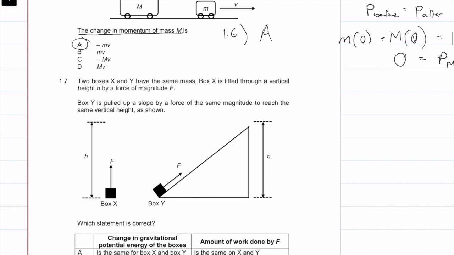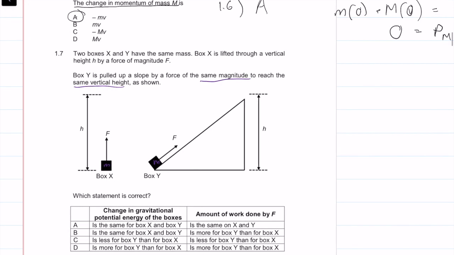Okay, so moving on, two boxes, X and Y, both have the same mass, so they both have mass m. Box X is lifted through a vertical height h by a force F of magnitude F. Box Y is pulled up a slope by a force of the same magnitude, so the forces are the same, to reach the same vertical height. So they both reach the same height. So, a change in gravitational potential energy.